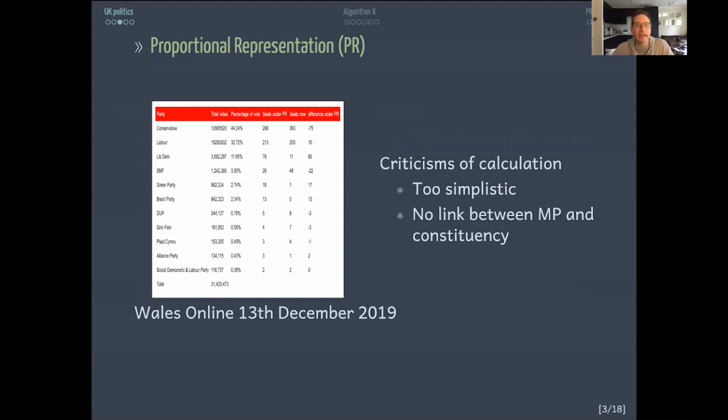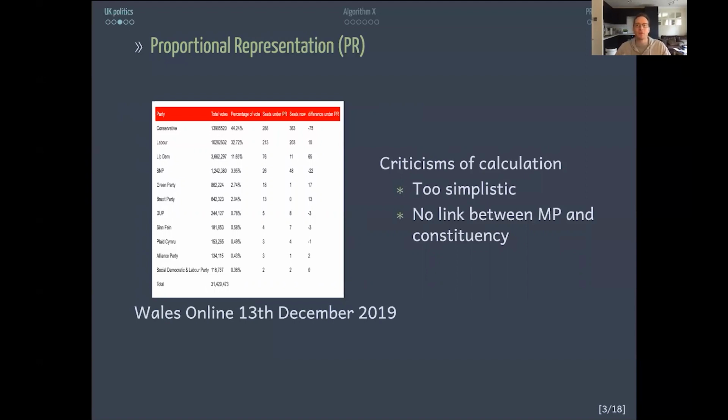They basically said that the House of Commons would look like this, based on the results. All they did was take the percentage of results overall as a whole country, and multiply that percentage by 650, which is the number of seats in the House of Commons. And I remember reading this and thinking to myself, this is a bit too simplistic a model.